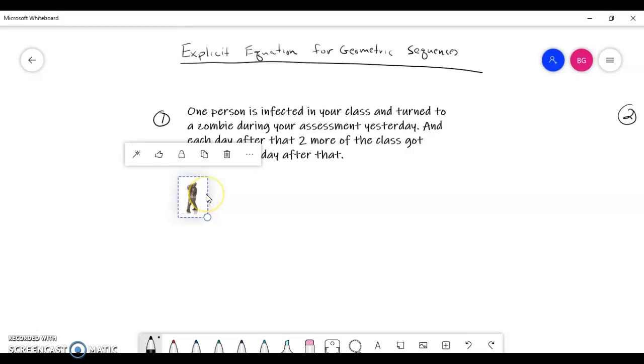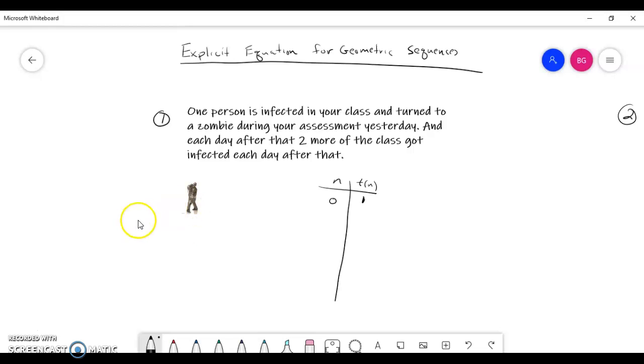So you can think about that as our day 0 here. I'm going to put that in our table. Generally it wouldn't show up for sequences, but on day 0 we have 1 zombie. That's our starting amount, because you can't have the disease really start without having somebody start it.